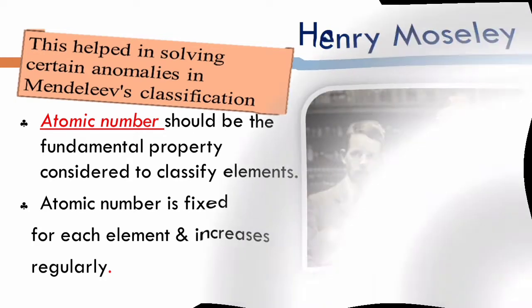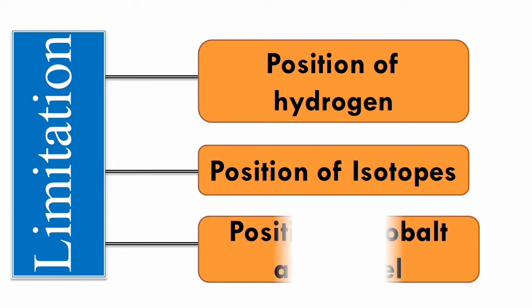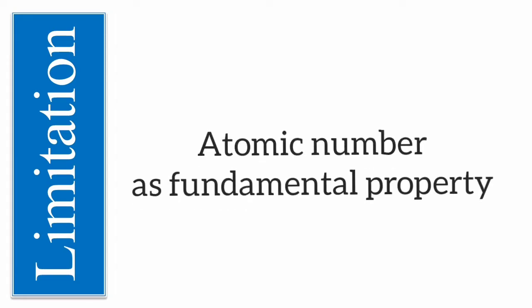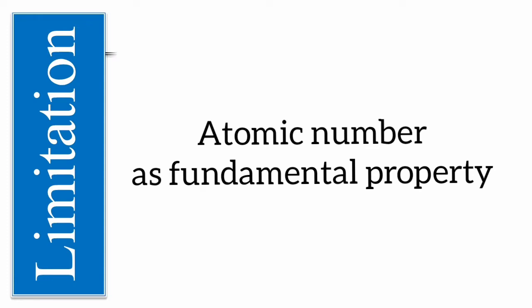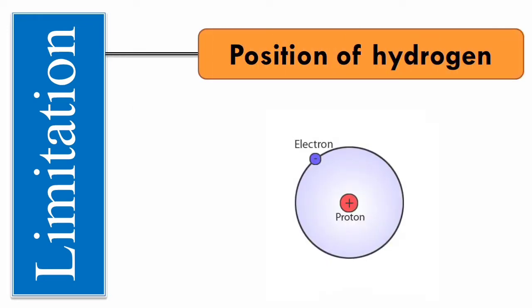Let's just recall three major anomalies of Mendeleev's classification. The first limitation or anomaly was in the position of hydrogen. Position of isotopes and position of certain elements like cobalt and nickel remained as an anomaly in his classification. Now let's check how each of these anomalies could be removed if atomic number is taken as the basis for classification. Now let's check for the position of hydrogen.